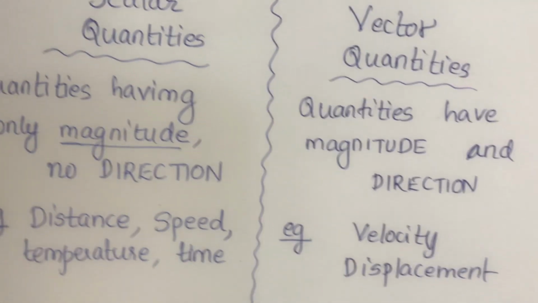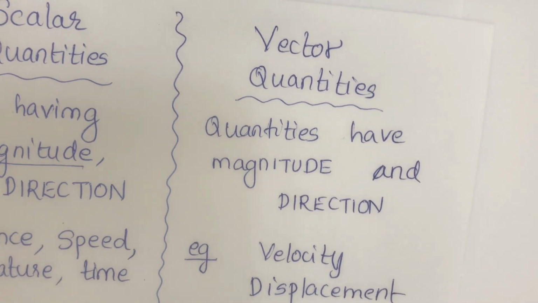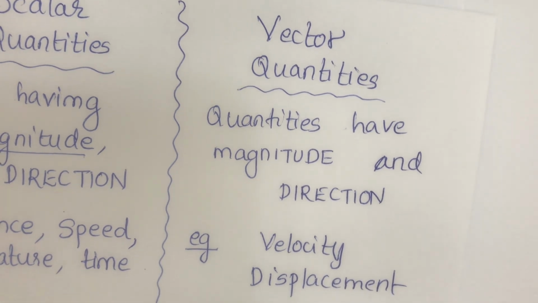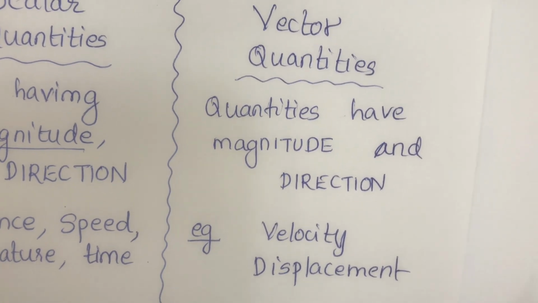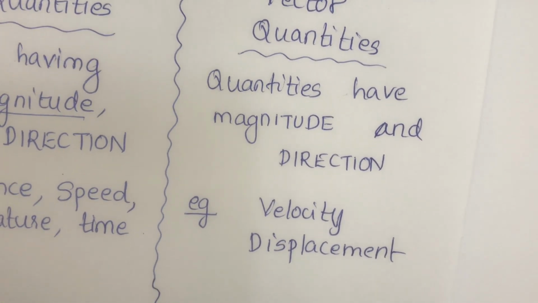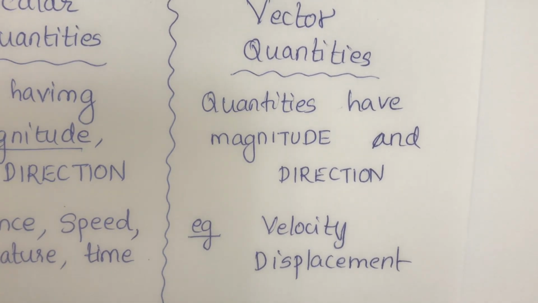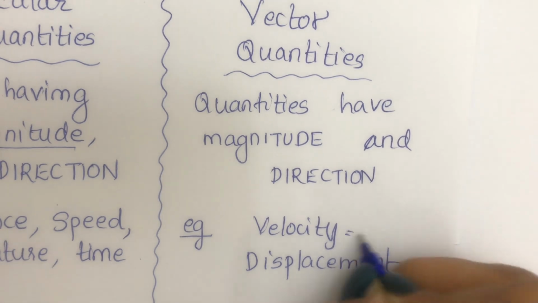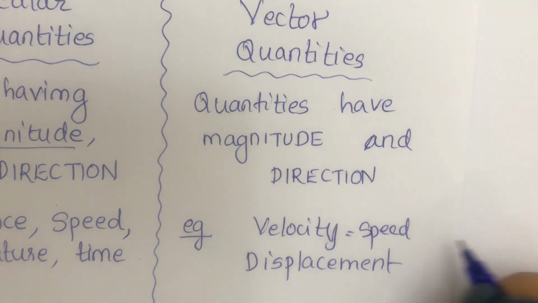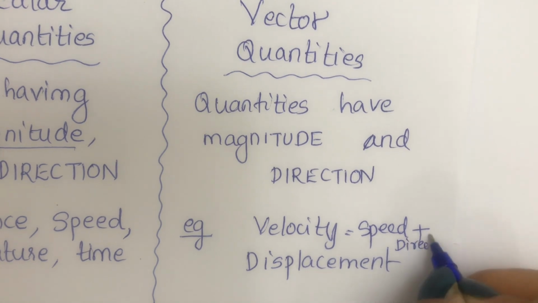Now moving on to the vector quantities. Vector quantities are also physical quantities having magnitude and direction. The vector quantities have both magnitude and direction. The examples are velocity and displacement, which we will be studying in this chapter. So no need of any confusion. What is velocity? Velocity is same as speed, but speed with direction is velocity.